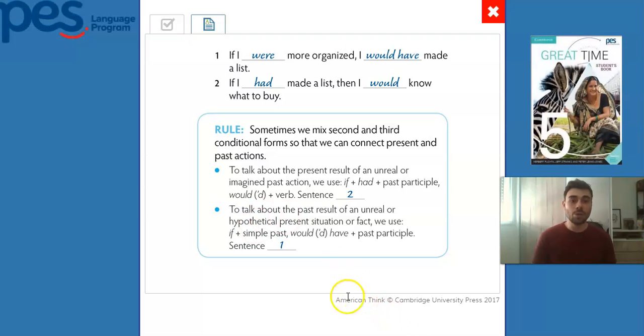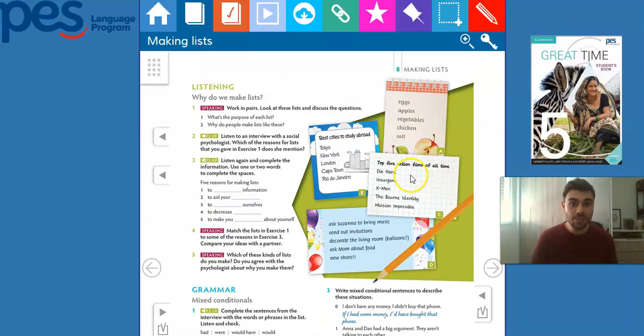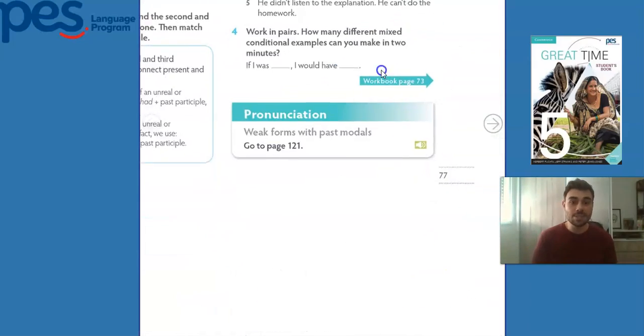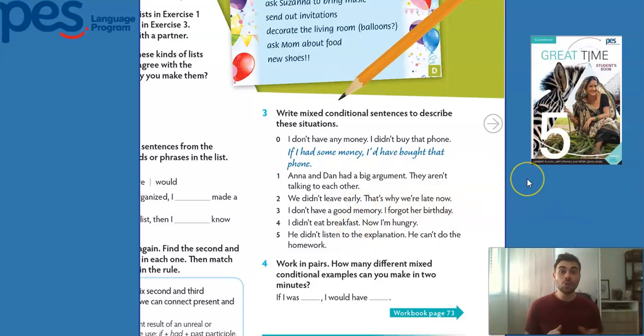Here. Now we're here. Good. And now we're going to take a look at this third exercise you have on page 77, right? And in this exercise, what you have to do is write mixed conditional sentences to describe these situations.